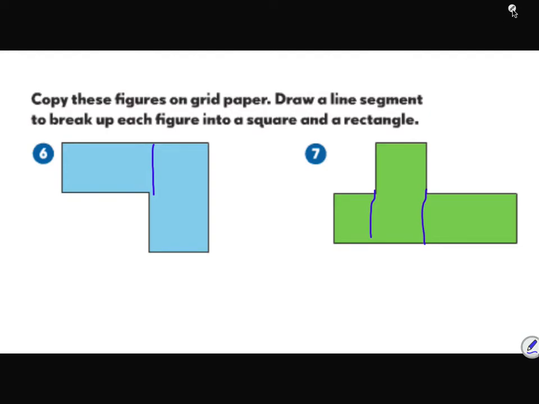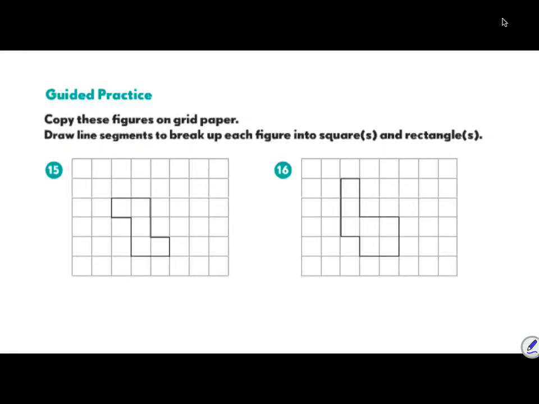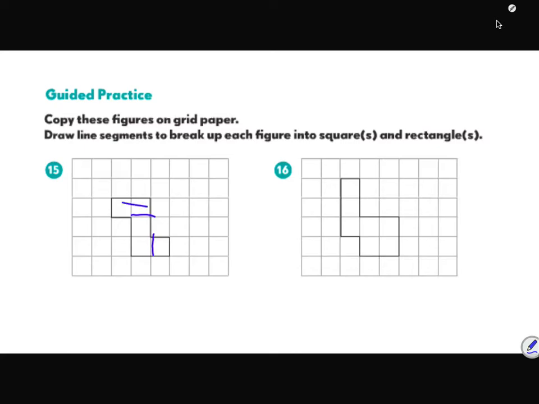We're just taking these figures and breaking them up into squares and rectangles. And same thing here. I could break this one up, make that, and do that. And then I have one rectangle, another rectangle, and a square. Or I could break it up this way. Is this what I did?